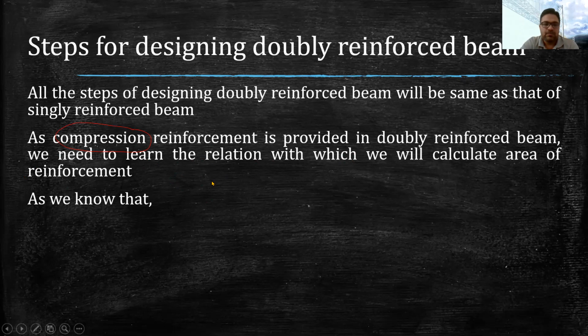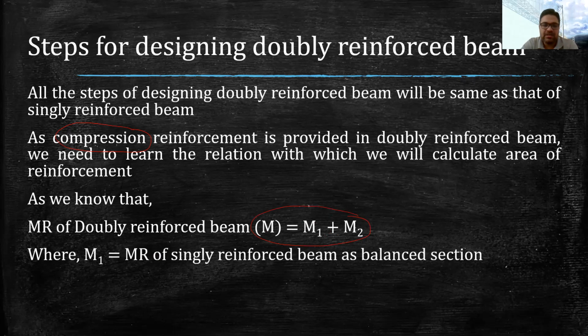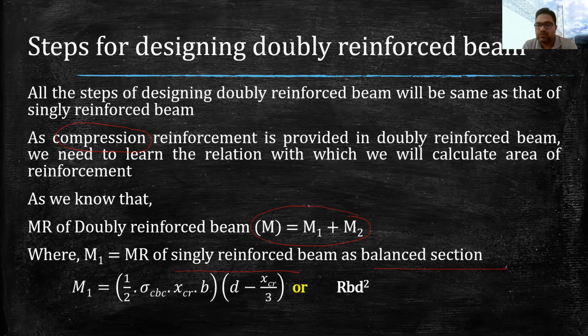In the previous lecture, I discussed the moment of resistance, and we know that the moment of resistance is the summation of M1 and M2. Now, what are M1 and M2? I have already discussed this in the previous lecture. M1 is the moment of resistance of the singly reinforced beam as a balanced section, and we can write this simply as R B D square. So the M1 value can be calculated as R B D square.